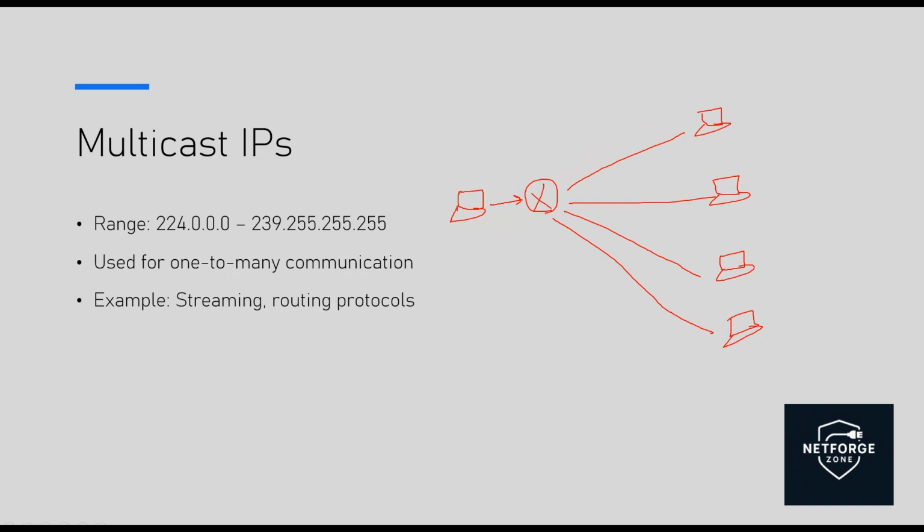And the range of IP addresses for that, again, you should memorize this. That's going to be 224.0.0.0 up to 239.255.255.255. So like I said, one-to-many communication is going to be the rule of multicast. And we can see that in streaming, you see that in, let's say, IP cameras, you see that in, let's say, video conferencing or something like that. These are different usages of multicast.